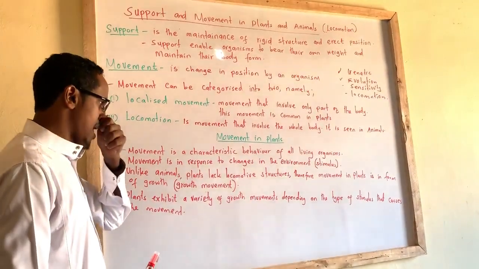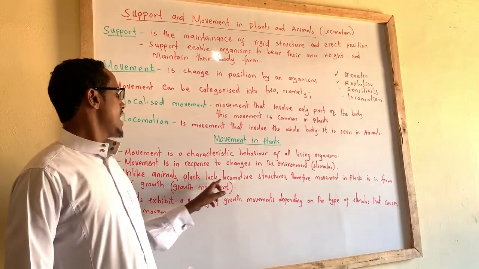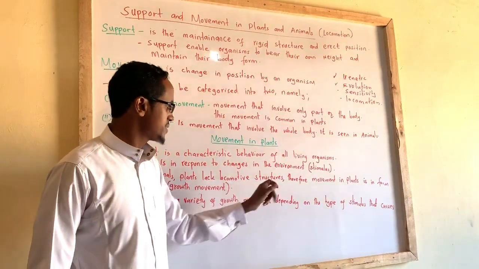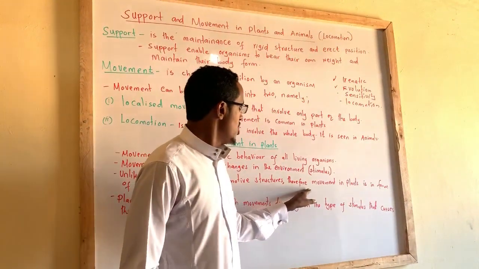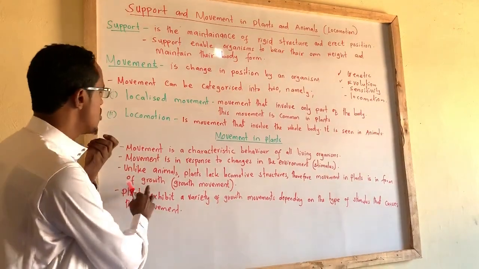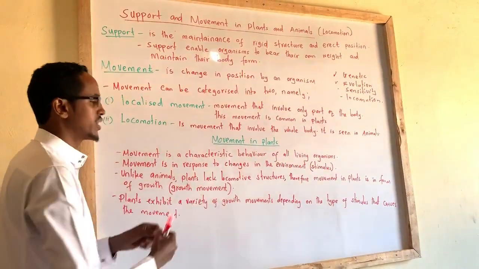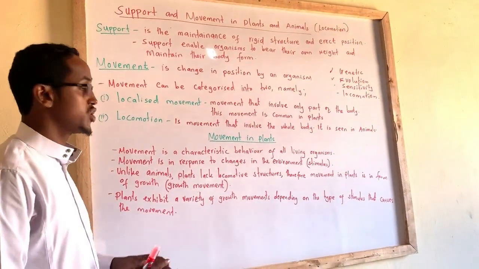Unlike animals, plants lack locomotive structures. Therefore, movement in plants is in the form of growth. That is, we are saying growth movement.